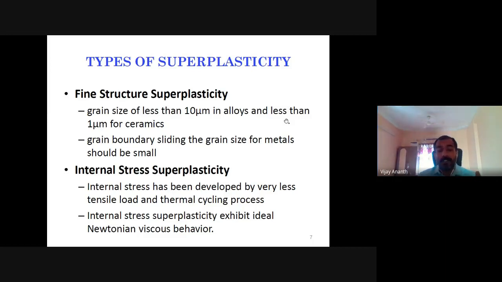The glass formation, the glass art, were made with glass. You have seen they will heat the glass material and change it into different shapes, right? The ideal example for superplastic forming is the glass material, right? In glass, only this Newtonian viscous flow will be happening in the grains.